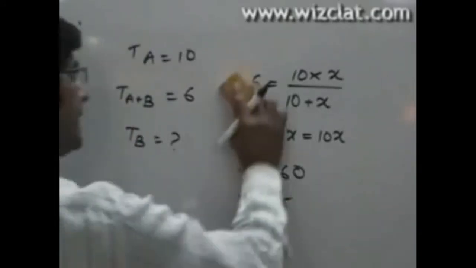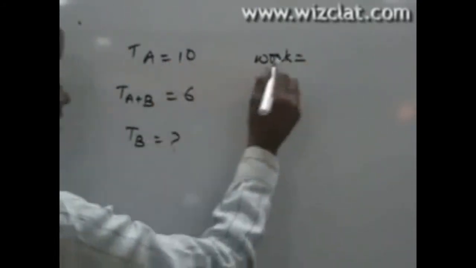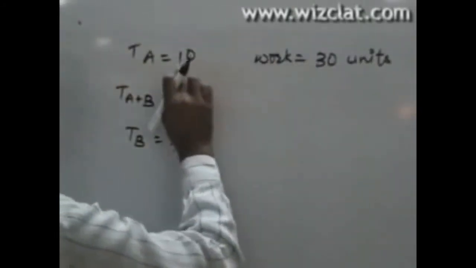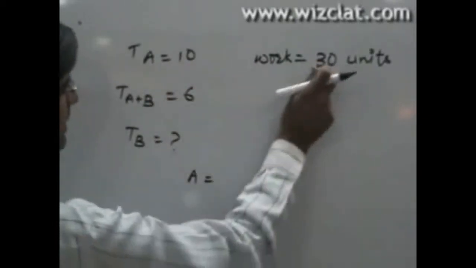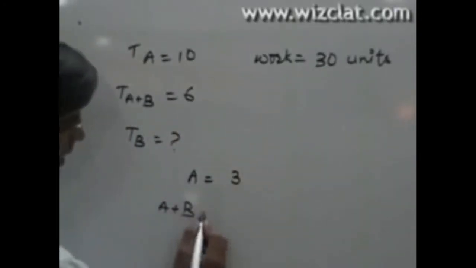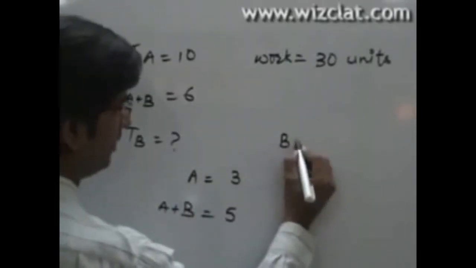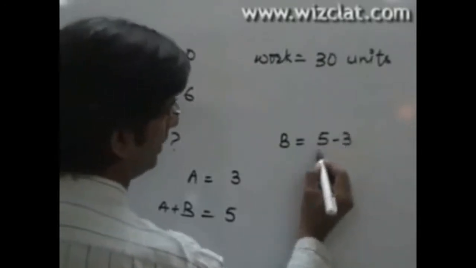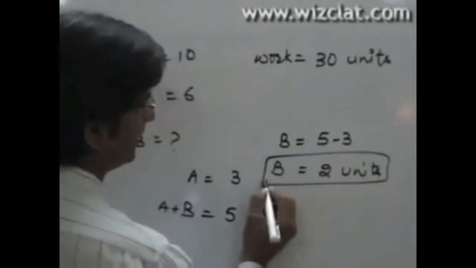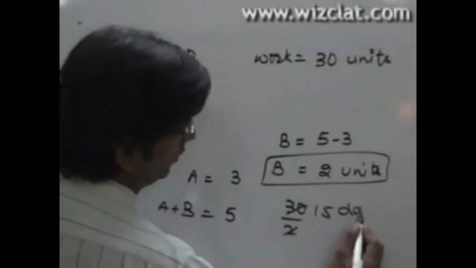Method number 3. Let me assume a work. Again the work will be the LCM of the values 10 and 6, which is nothing but what? 30 units. So A can do 30 units in 10 days. Therefore, A's 1 day work will be 30 upon 10, 3 units. Together their 1 day work will be 30 upon 6, that is 5 units. Therefore, we can find out that 1 day work of B is nothing but 5 minus 3, that is 2 units. So 2 units is done by B in 1 day, therefore 30 units will be done by him in 15 days.